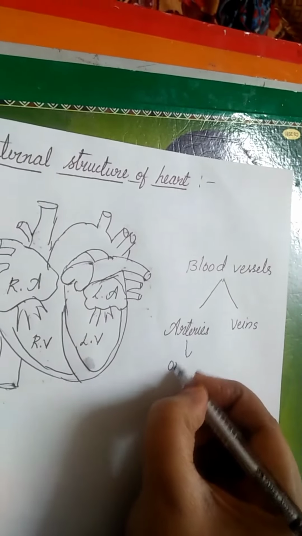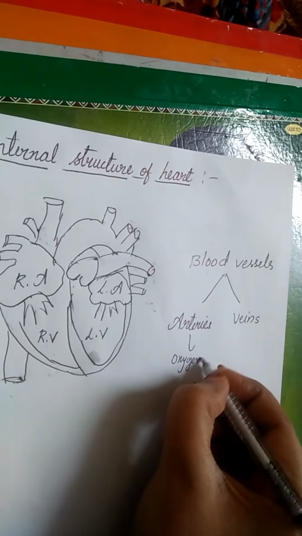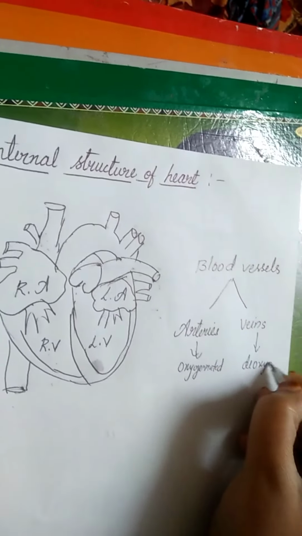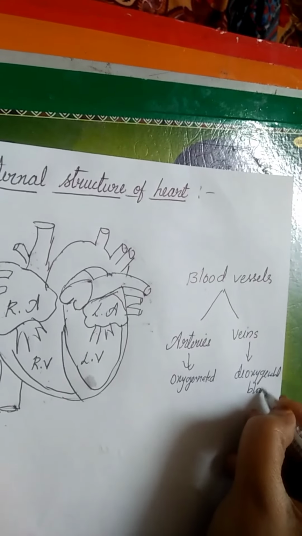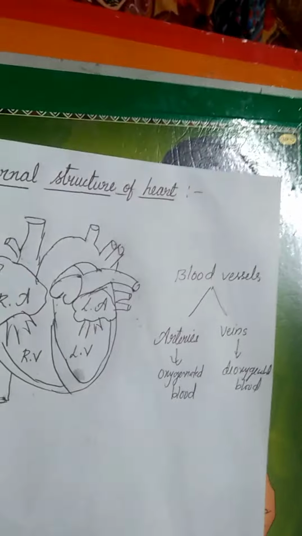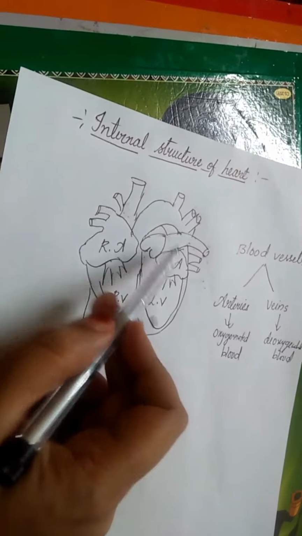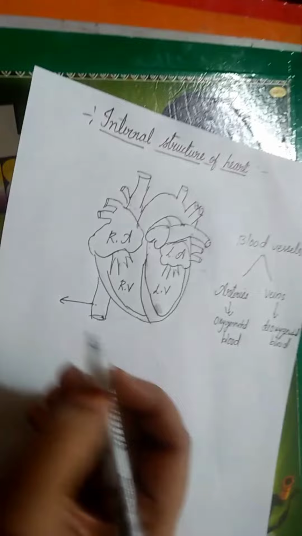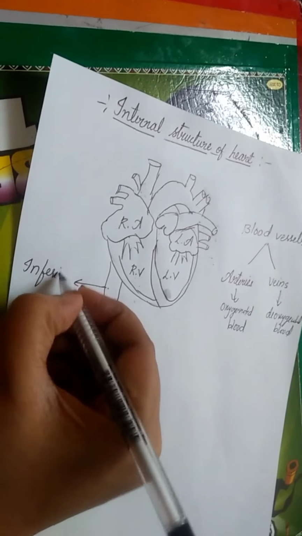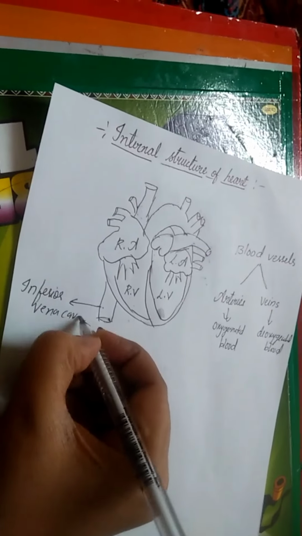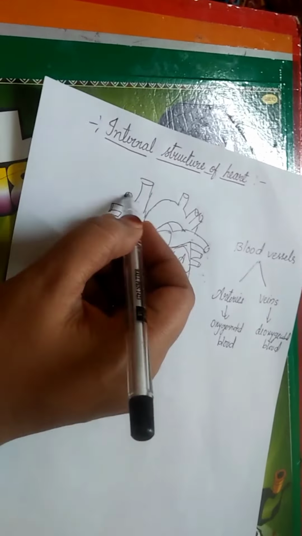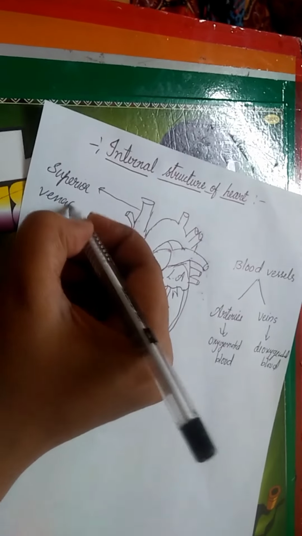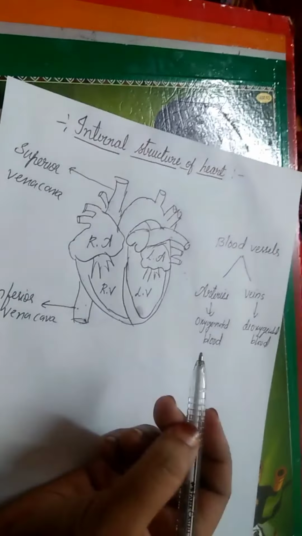Arteries carry oxygenated blood, or we can say pure blood, whereas veins carry deoxygenated blood. Oxygenated blood and deoxygenated blood. All these you see here are blood vessels. I will name them. The one which is here is the inferior vena cava, and just above it is the superior vena cava. Both carry deoxygenated blood.